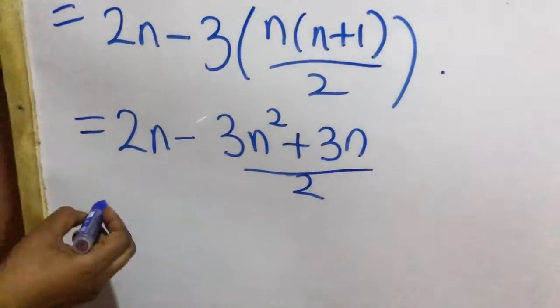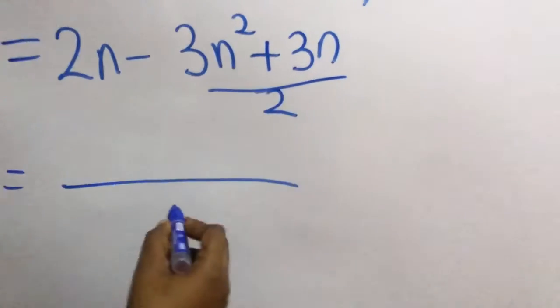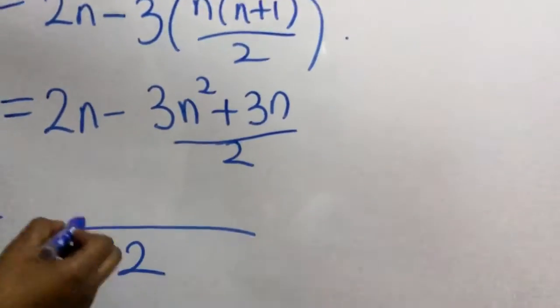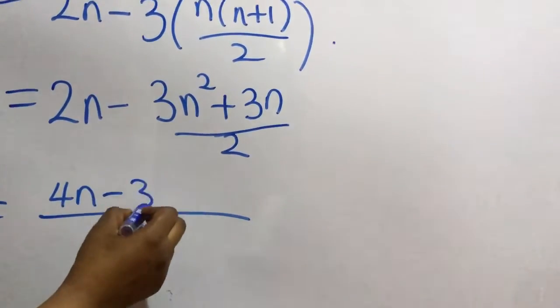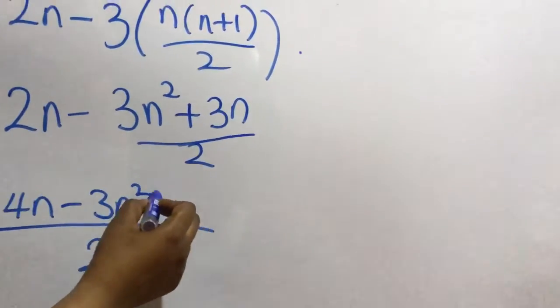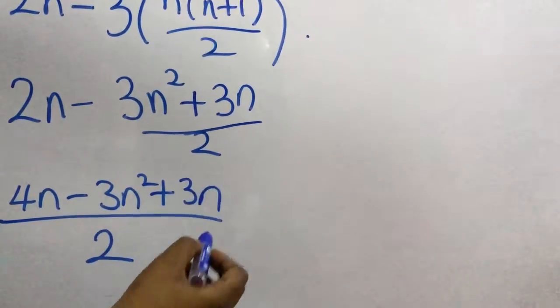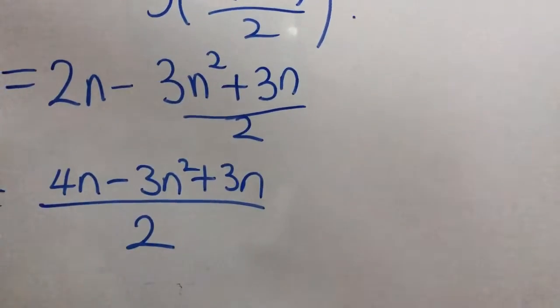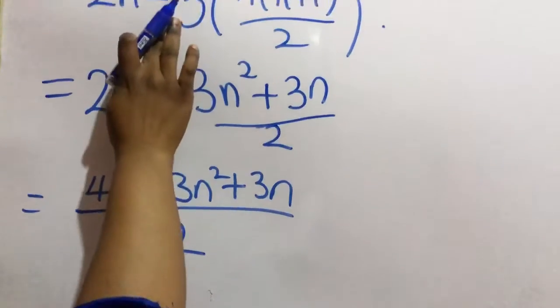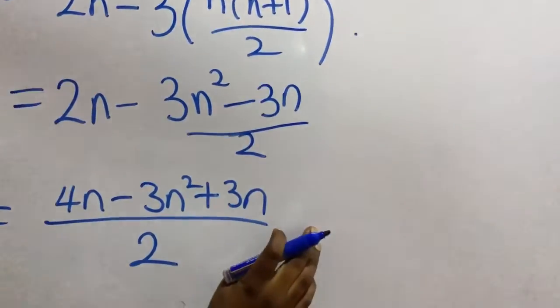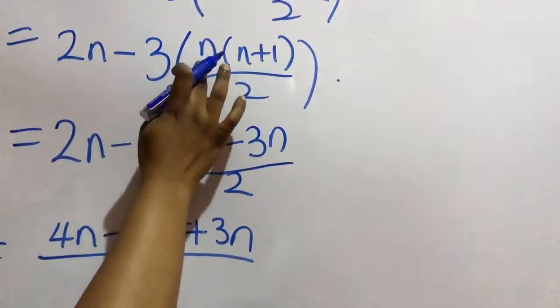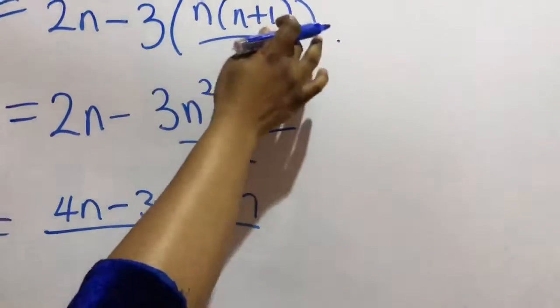So you can find the LCM. You find the LCM is 2. So this one will be 4n minus 3n squared plus 3n. No, this one's supposed to be minus 3. I think I said it. Minus 3n. Yes. Minus 3n squared, then minus 3n.